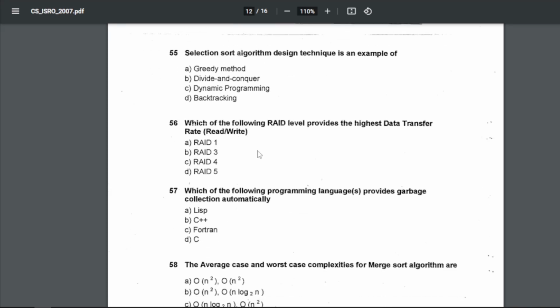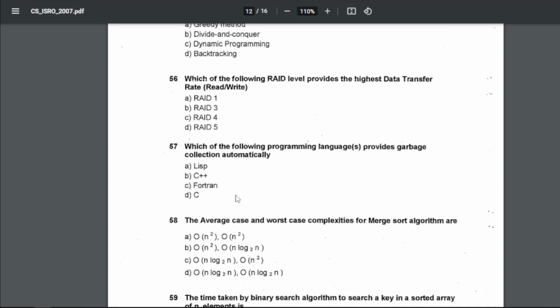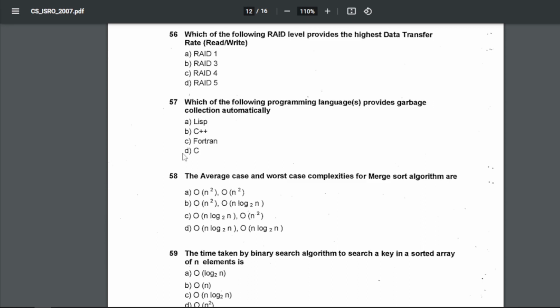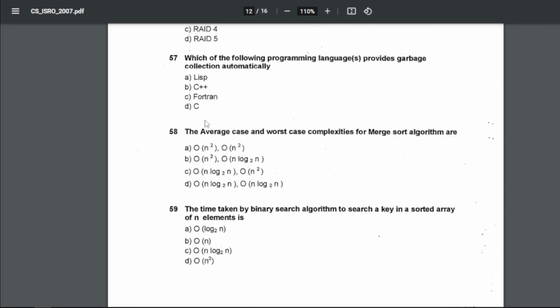56 is which of the following RAID level provides the highest data transfer rate for read write? So for this our answer will be A, that is RAID 1. Okay. 57 is which of the following programming languages provides garbage collection automatically? So basically Lisp is there. Lisp is the first high-level programming language to introduce automatic garbage collection to simplify the concept of manual garbage collection, right? The rest of these like C, C++, Fortran do not perform automatic garbage collection but are capable of doing it manually, right? So for this our answer will be A.